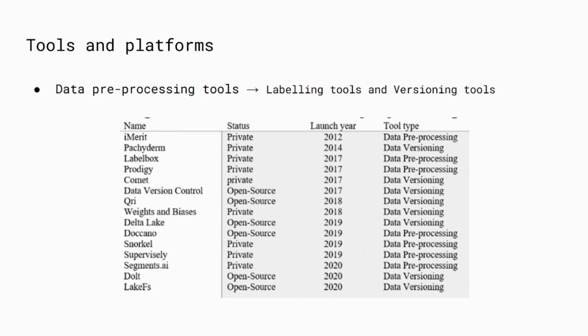In the data preprocessing phase, we have two types of tools. One of the types is called labeling tools, and the other is called versioning tools. The labeling tools are used to label the data. This could be for the annotation of image data, changing file names, specifying file types, etc. The versioning tools are used to create multiple versions of the data and store them in a well-organized way.